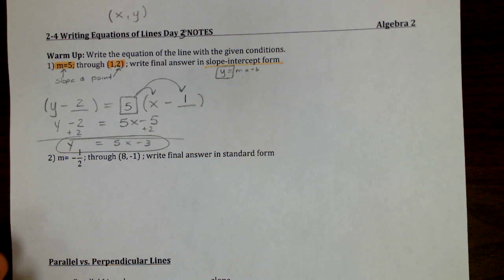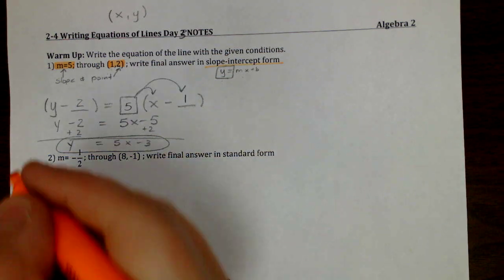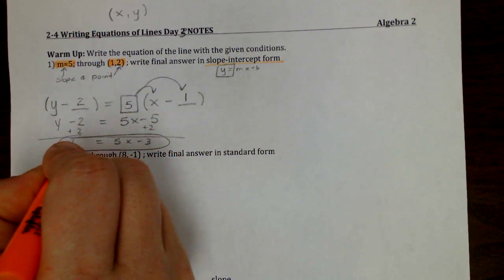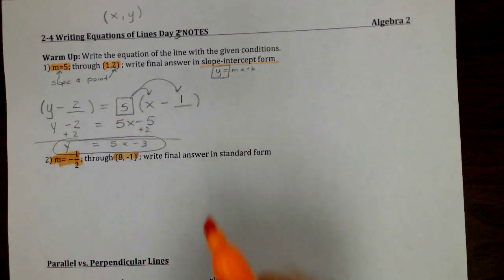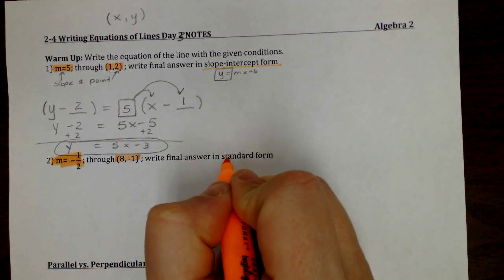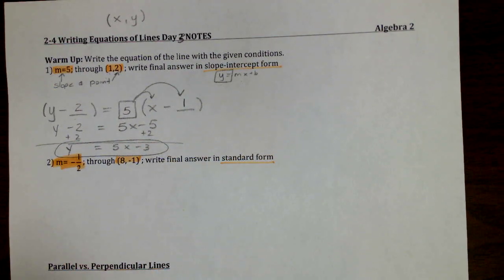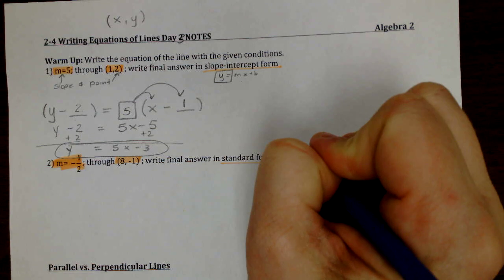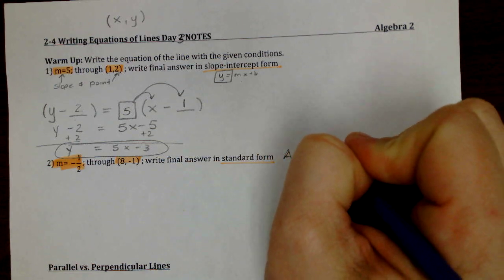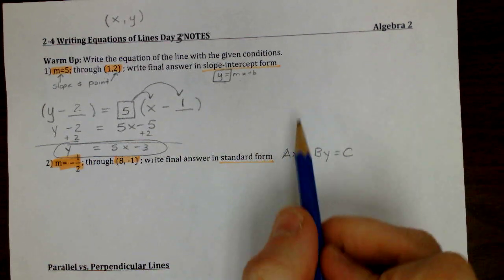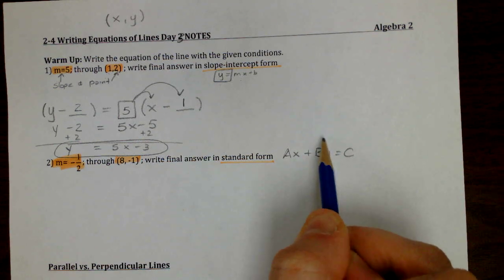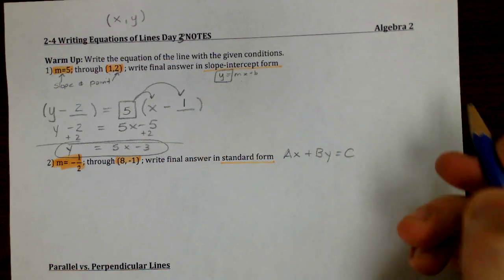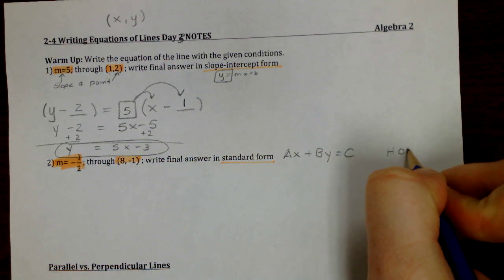Right? If we look at the next problem, we are also given a slope. We are given a point. And we want our final answer now in standard form. So now we need to know what standard form is. And if you remember, standard form is ax plus by equals c, where x and y are on the same side.